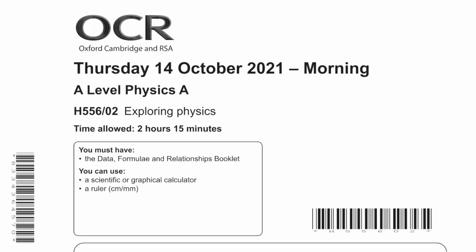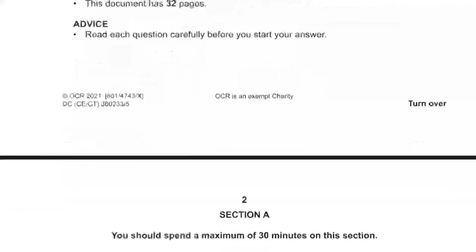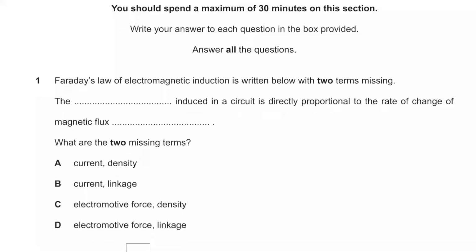Okay, this is OCR A-Level Physics 2021, Paper 2, Exploring Physics. And I can't show the paper on the screen because unlike AQA, OCR are cool dudes. Here we go, number 1.